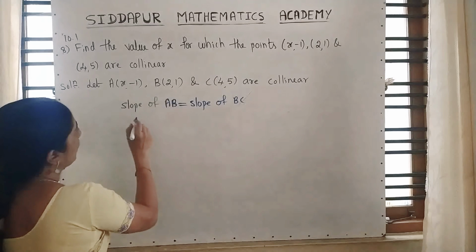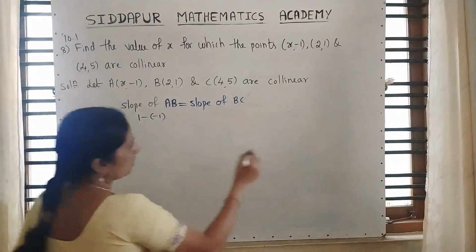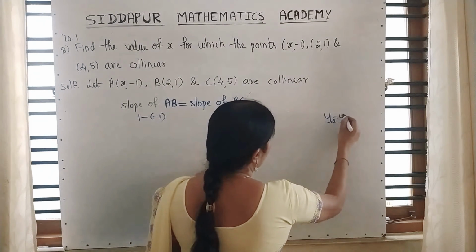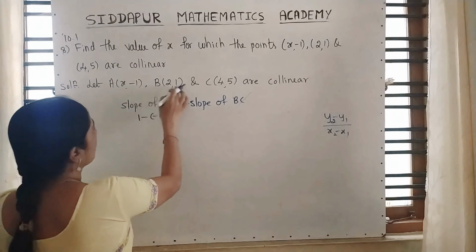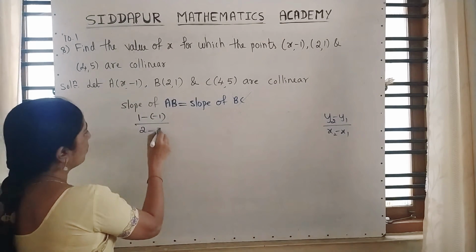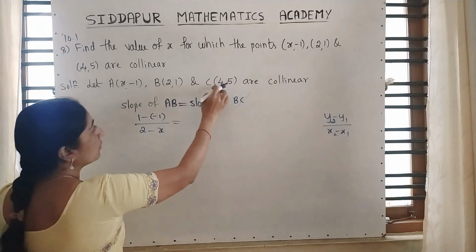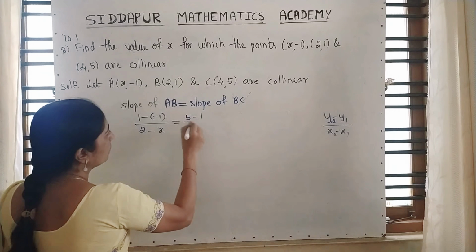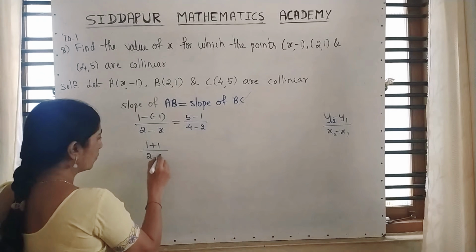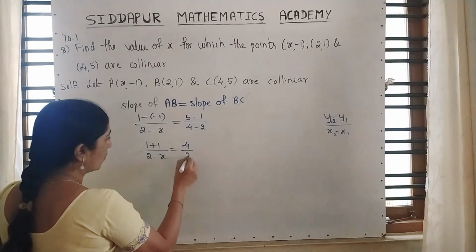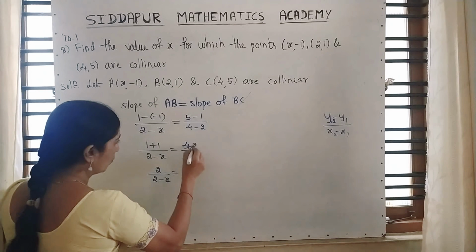Now find the slope of AB. This is x1, y1, x2, y2. 1 minus of minus 1. Here I will write the formula: y2 minus y1 upon x2 minus x1. So 1 minus of minus 1 upon 2 minus x is equal to, now BC, this is x1, y1, this is x2, y2. Minus into minus is plus. 2 upon 2 minus x is equal to 4 upon 2, which is 2.